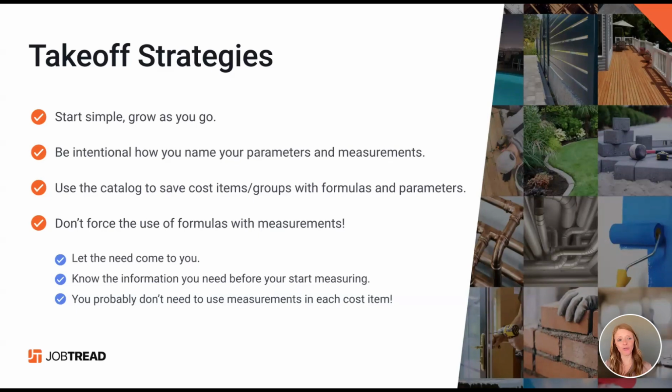And then lastly, don't force the use of measurements and parameters. If a cost item is there, like let's say the city permit, you don't have to try to get a formula in there. You don't have to try to get a measurement for that. So don't force the use of them. Just add them as they come up, let the need come to you, and make sure that you clearly define what goal you're looking for with that cost item. That essentially is knowing your information before you start measuring. What information are you looking for first, and then get into the measurement tool. And you probably don't need to use the measurements on every single cost item, so pick the ones that are most important for you.